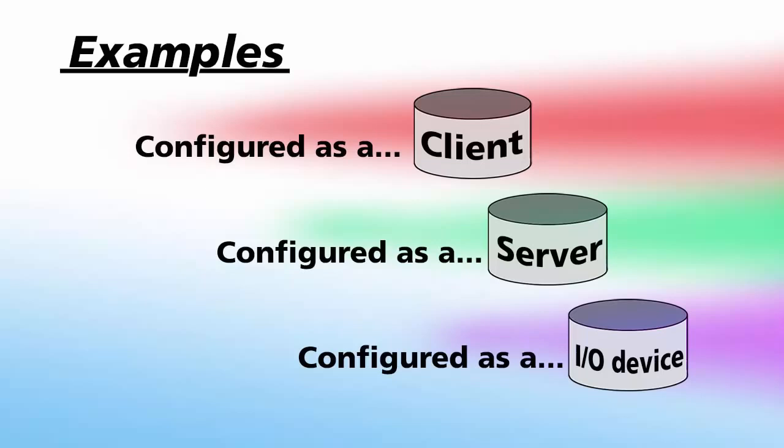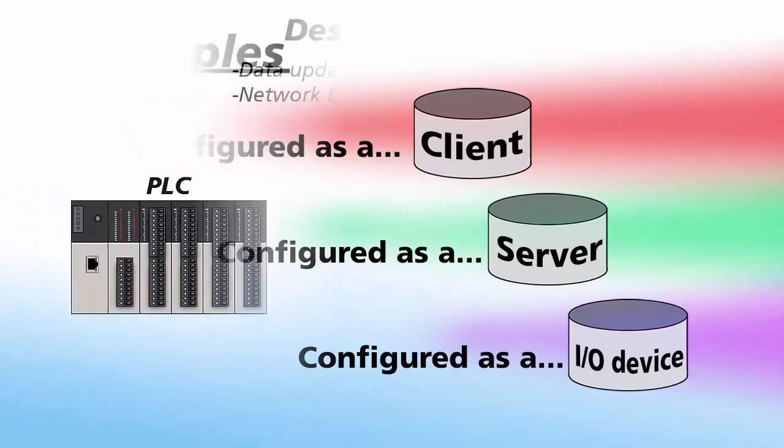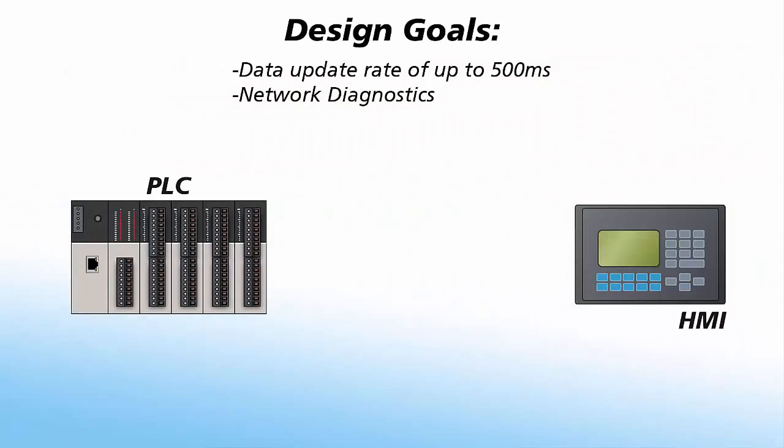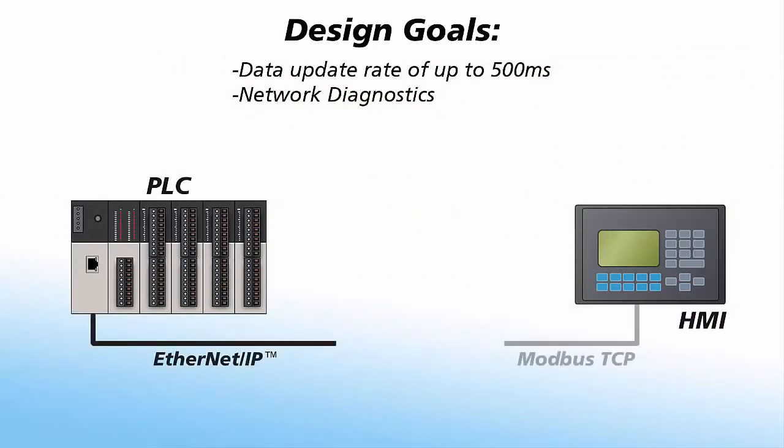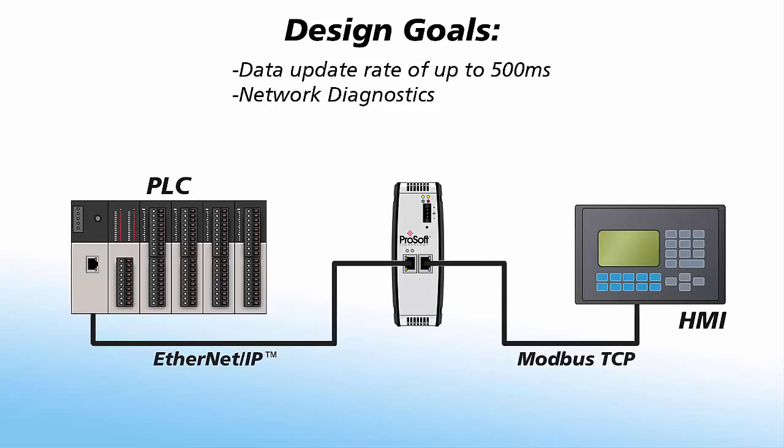To illustrate the dynamics of these different methods of Ethernet communication, we'll run through some examples of devices configured in each of the different methods we've just discussed and examine the benefits and other considerations of using those methods. We'll begin by taking a look at a PLC that talks EtherNet/IP that needs to communicate with an HMI that talks Modbus TCP. For this example, we'll use a ProSoft gateway to exchange data between the two different protocols.